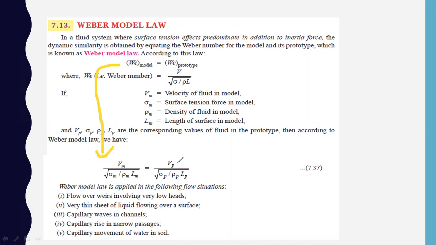So the Weber model law is applied in the following flow situations: flow over weirs involving very low heads, then very thin sheets of liquid flowing over a surface, then capillary waves in channels, and then capillary rise in narrow passages, capillary movement of water in soil.